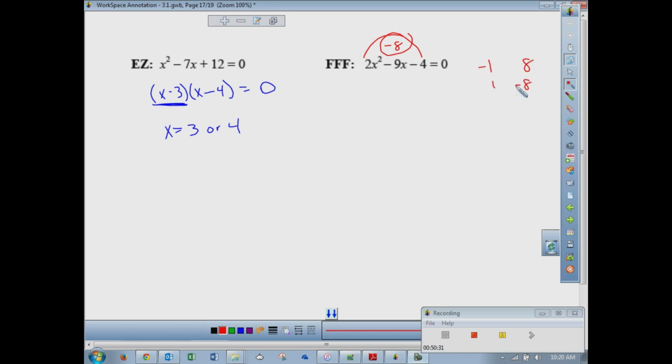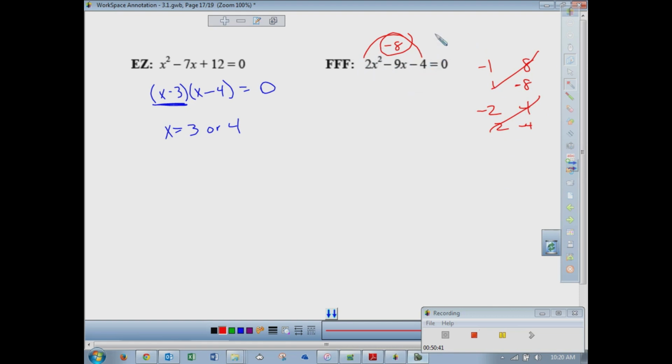I think I did this backwards. Neither one of those add together to be negative 9. Multiples of 8, 2 and 4, one of them has to be negative. Not going to happen. Multiples of 8, that's it. Another typo on my part.